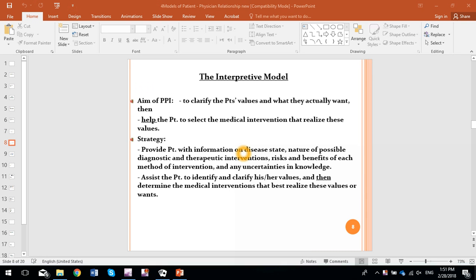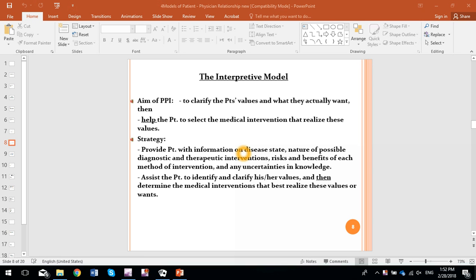What is the interpretive model? Interpretation means tafsir, interpretation, tarjama. The aim of the patient-provider interaction is to clarify the patient values and what they actually want. Make it clear.